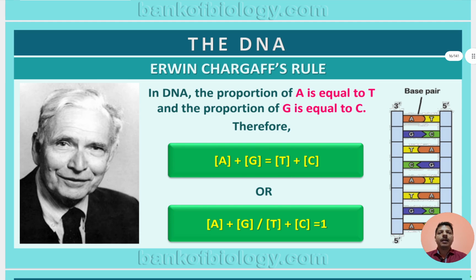Next, Erwin Chargaff's rule. What does Chargaff say? In DNA, the proportion of A is equal to T and the proportion of G is always equal to C. Therefore, A plus G equals T plus C, or we can say A plus G upon T plus C is always equal to 1.